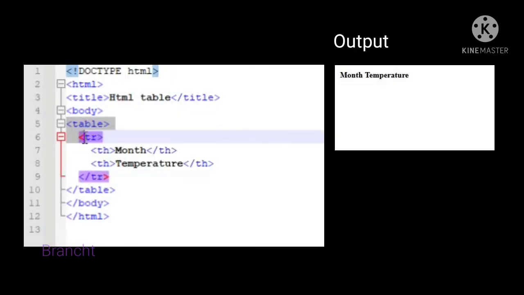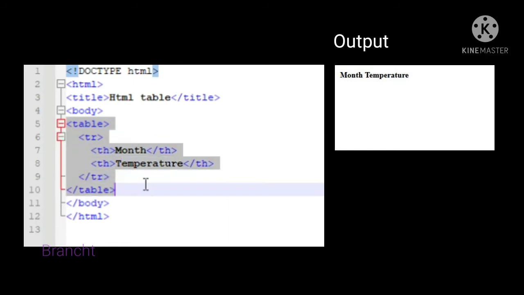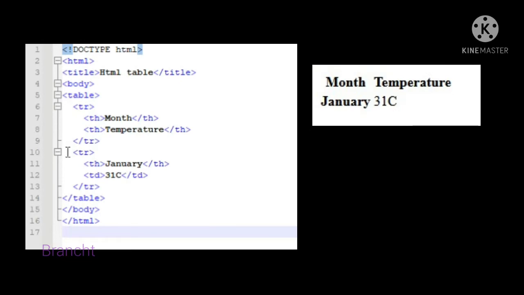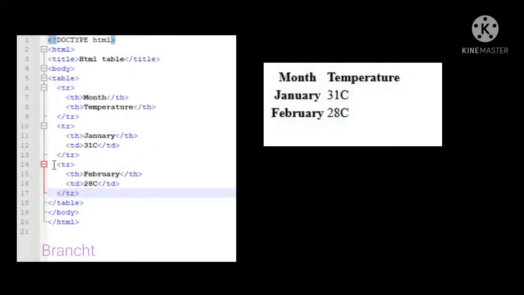I'm adding a simple row that has the month and the temperature headings. Now I'm adding one single row, which is just a month and the temperature of that month. I'm adding another row for the month February.